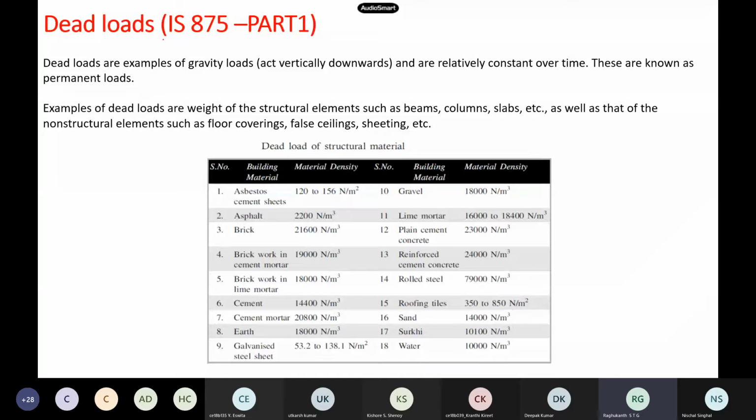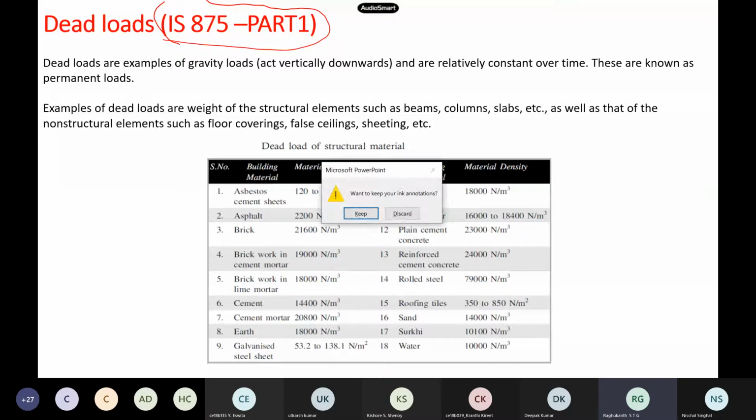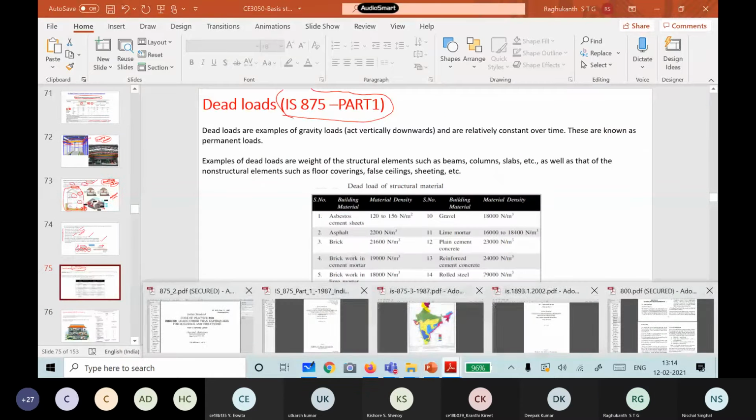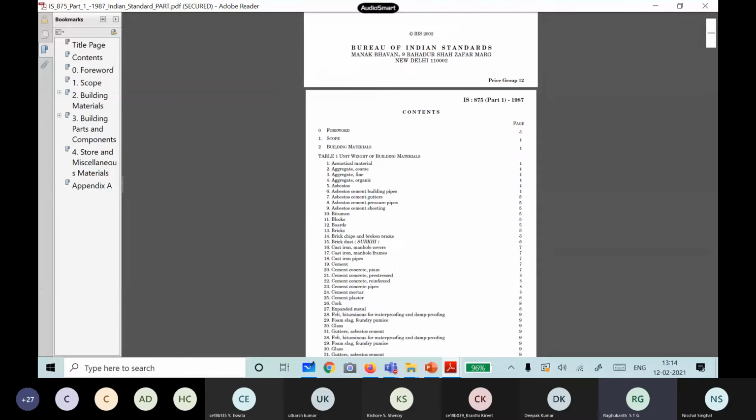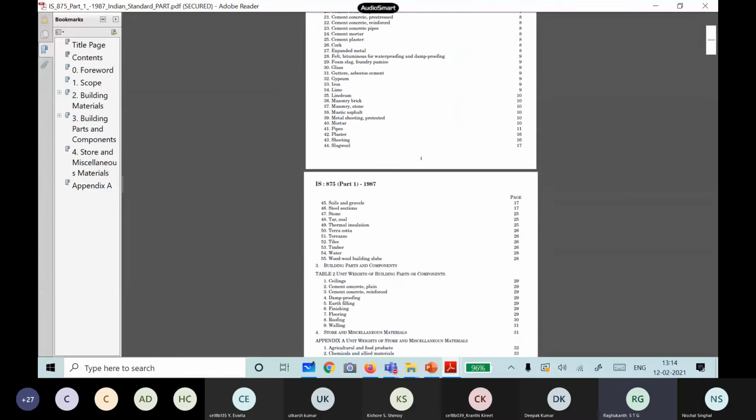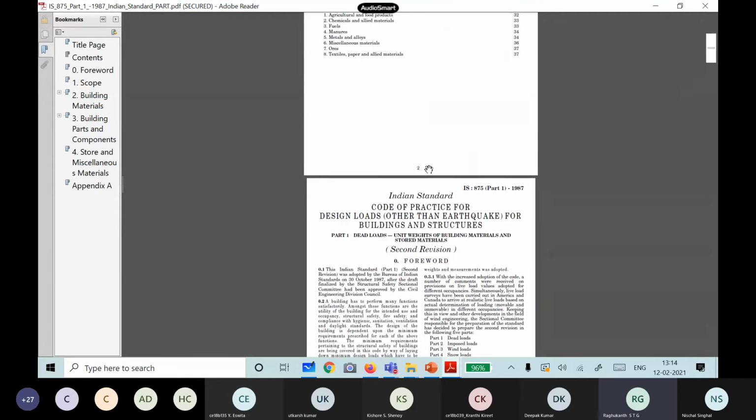So now for dead loads, the code clearly specifies you have to follow IS 875 Part 1. I will show you the code now. So this is our IS 875 Part 1, 1987. It has been confirmed also. If you see this clearly, I suggest all of you please read this code once.